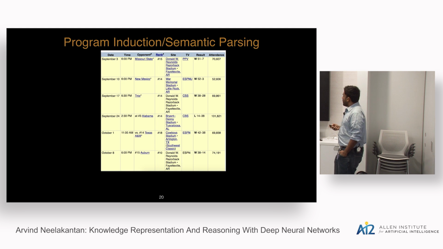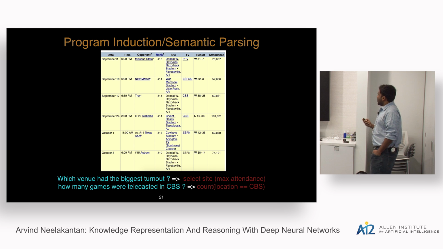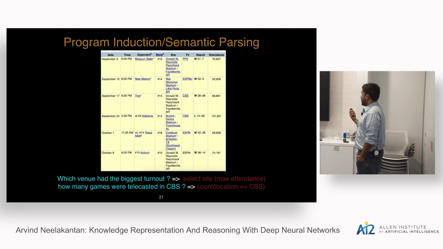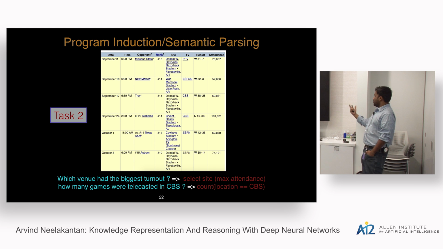And task two is what I described before, which is you're given these semi-structured tables from Wikipedia, and then you're given a natural language question, and the task is to map this question to a program.